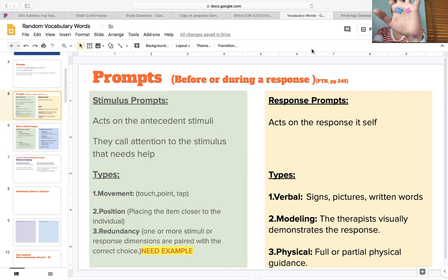No, I didn't do anything to this stimulus. I didn't move it, I didn't do anything. So which type of response prompt was it? Again, this is what I did. That is modeling prompt. Modeling response prompt. That's the way I'm gonna call it so I can remember it, okay?